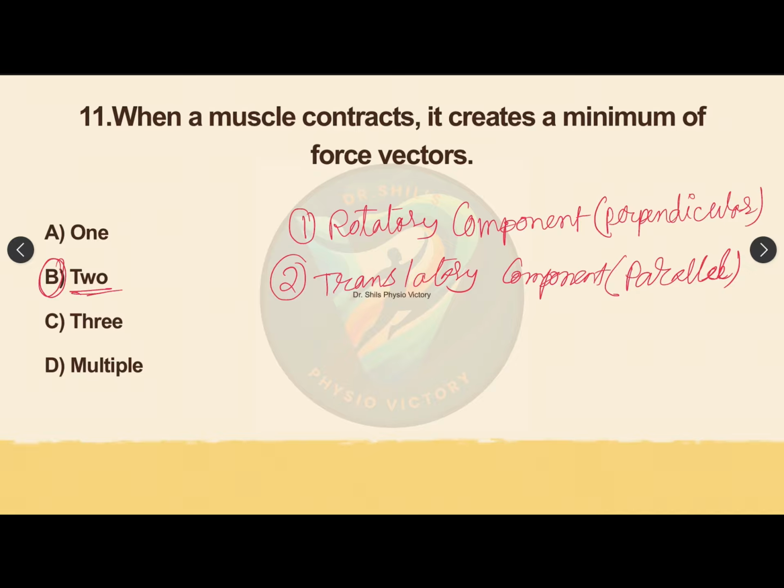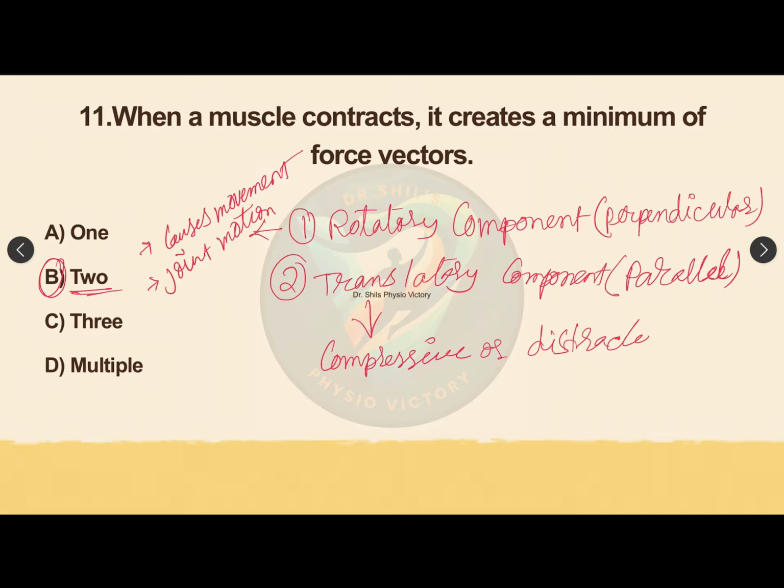Here the rotatory component causes movement and is responsible for joint motion, and the translatory component is either compressive or destructive, which affects joint stability.